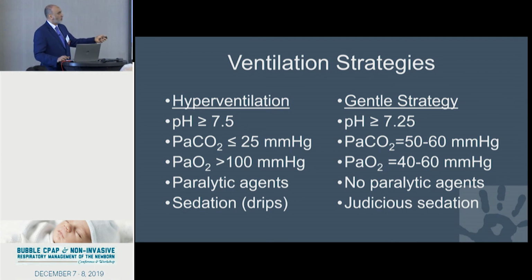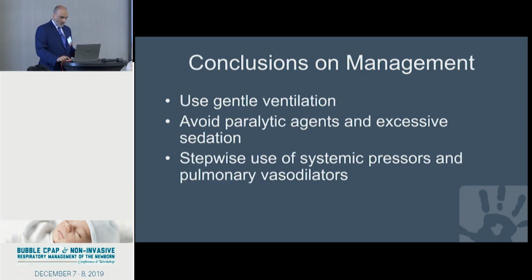All we need for a baby with pulmonary hypertension is a pH greater than 7.25. CO2s in the 50s or 60s is fine. And then PO2 40 to 60s, no paralysis and judicious sedation. And this was previously described in 1978: pH had to be more than 7.5, low CO2, and paralysis and sedation. As you see, it's really a complete opposite. So gentle ventilation is the most important, avoiding paralysis and stepwise use of pressors.